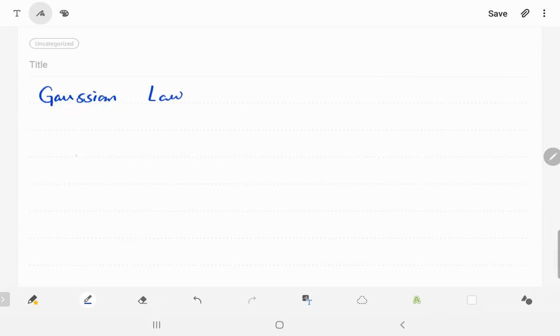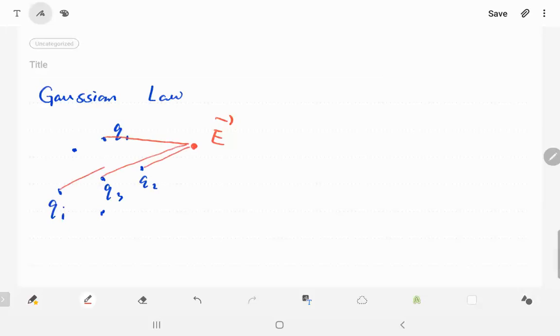If we have many point charges, and each charge has a different value, Q1, Q2, Q3, and so on, then to calculate the electric field at some position, for example here, we just need to calculate the electric field generated by each charge. Then we have E1, E2, Ei, and so on. Then the total electric field is the sum. But this equation only applies to point charges.